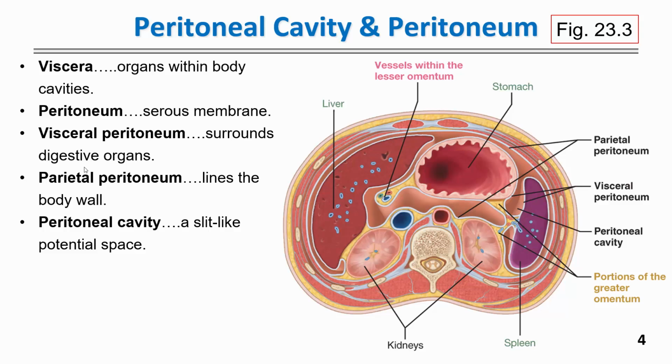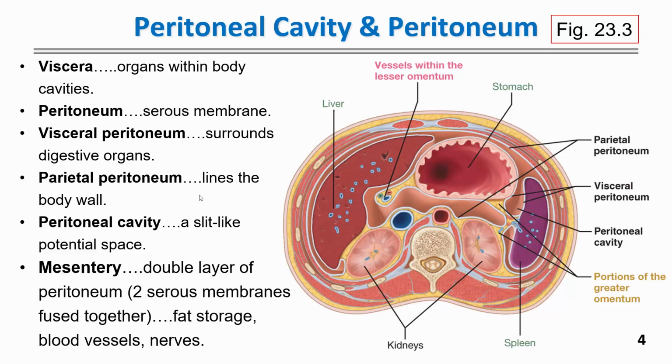Because we have these two layers, that sets up what's called a peritoneal cavity. It's a small potential space, slit-like if you will, between these two layers. The visceral and the parietal peritoneum make up what's called the mesentery. The mesentery is a double layer of the actual full peritoneum that folds upon itself. And so these are two layers that fuse together.